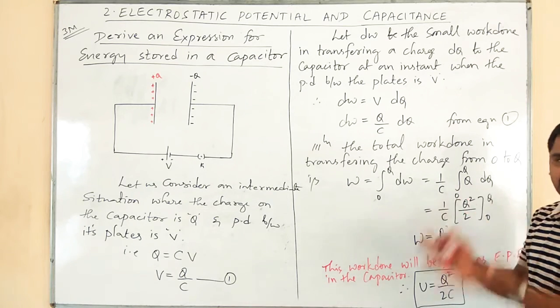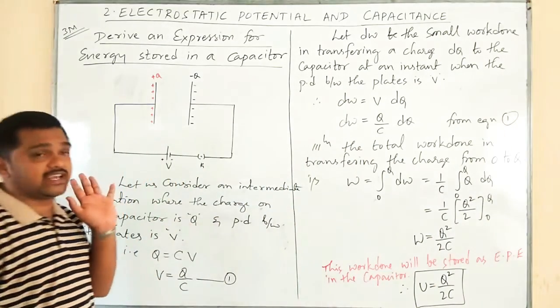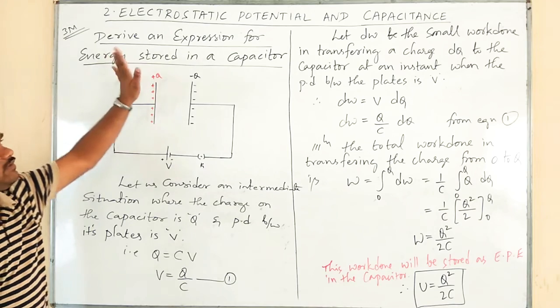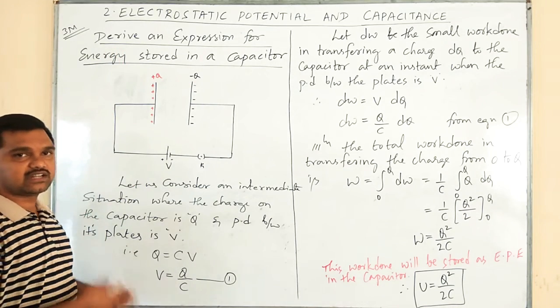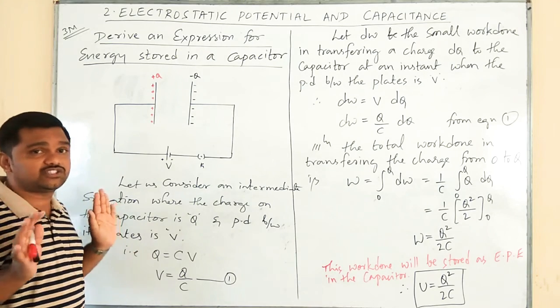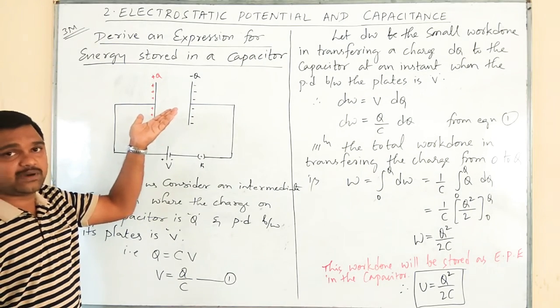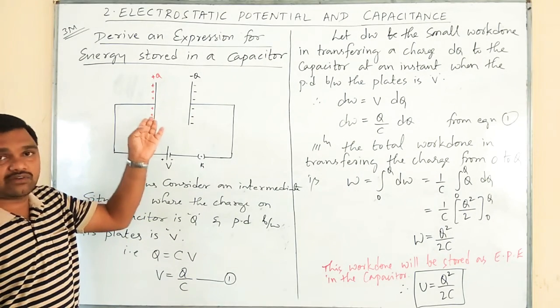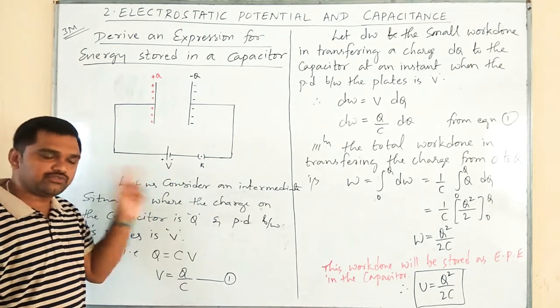You may also get it for 5 marks. See, I will repeat once again. While deriving the expression for energy stored in a capacitor, initially we have to consider the situation where there is no charge stored in the capacitor. Okay, I have considered one such capacitor earlier. Next, I have connected it to a source of potential difference.